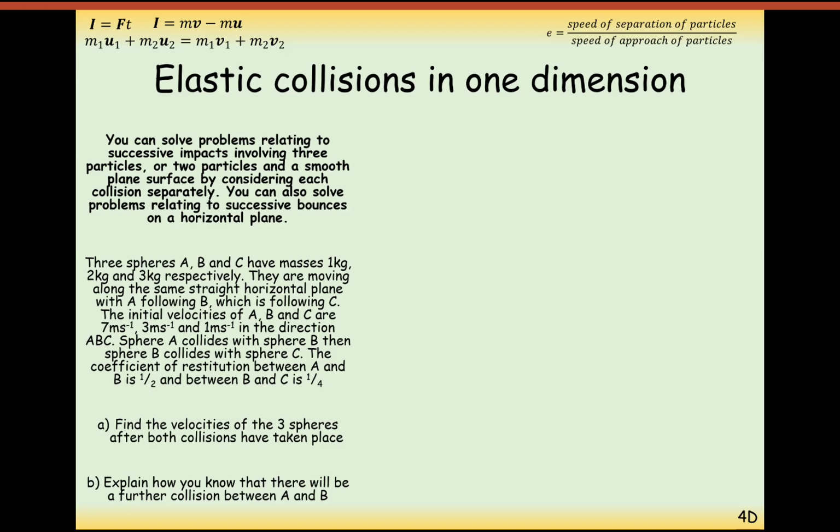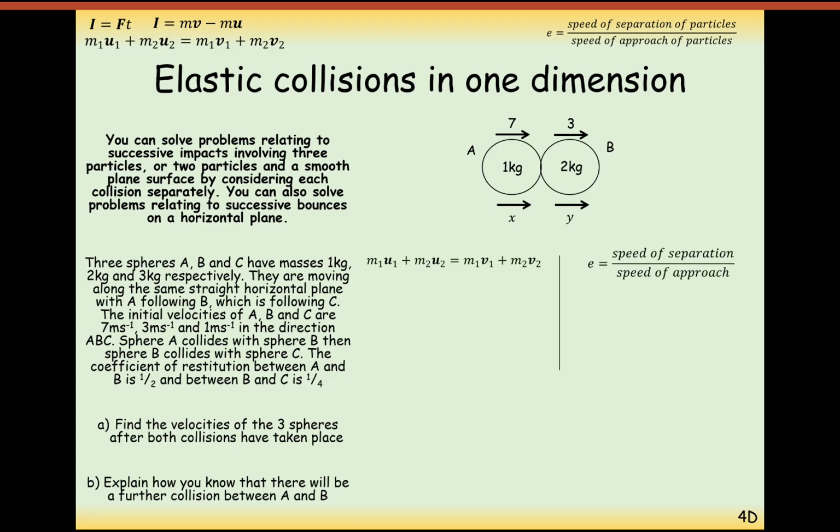Part A is find the velocities of the three spheres after both collisions have taken place. Part B, explain how you know that there will be a further collision between A and B. So let's set up the first collision then. So it's got 7, 3 and 1 kilogram, 2 kilograms with x and y are the speeds afterwards. So we're going to set up our two simultaneous equations.